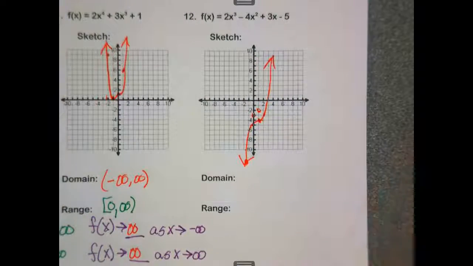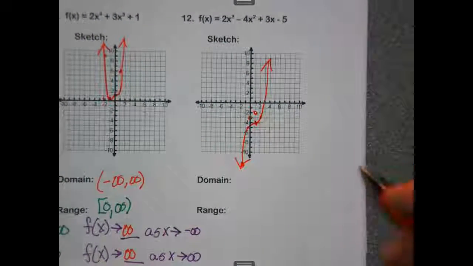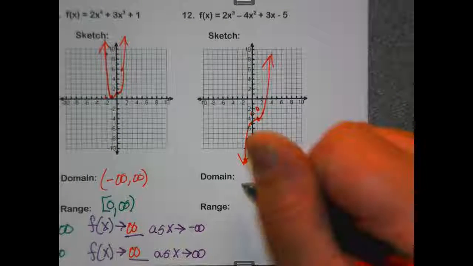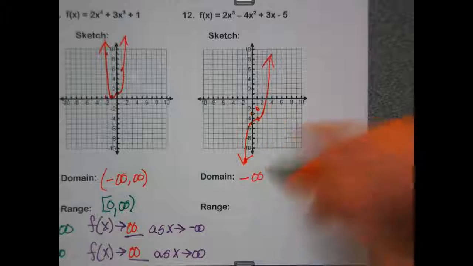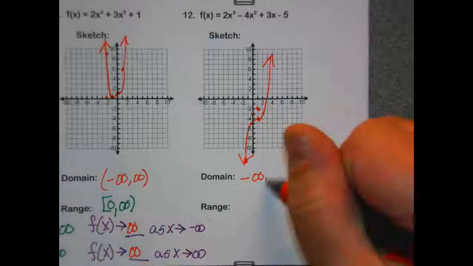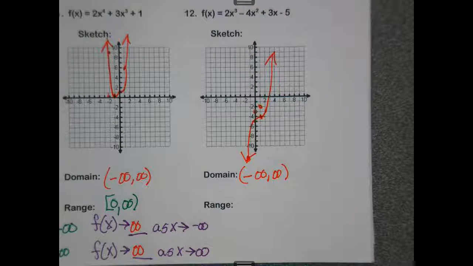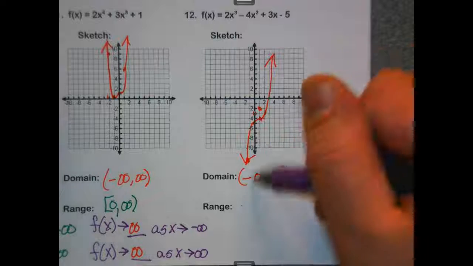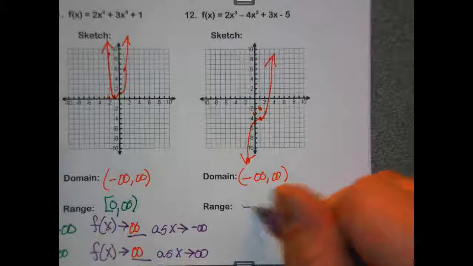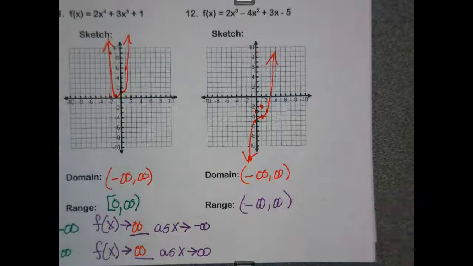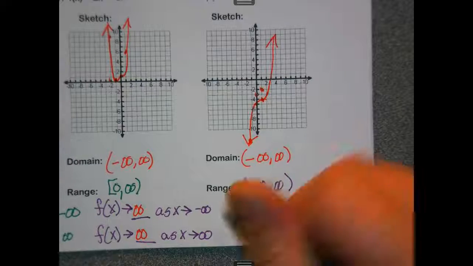There. What's my domain? We don't know. Yeah, it's the same because it's continuing forever and ever. What's my range? Range is the same thing, right? Now we have to do end behavior.